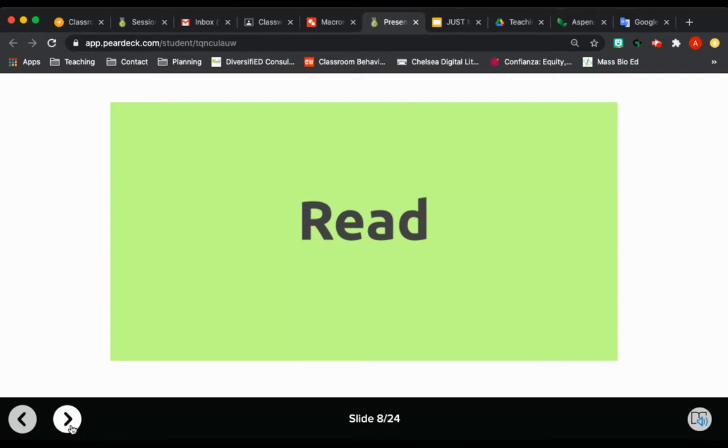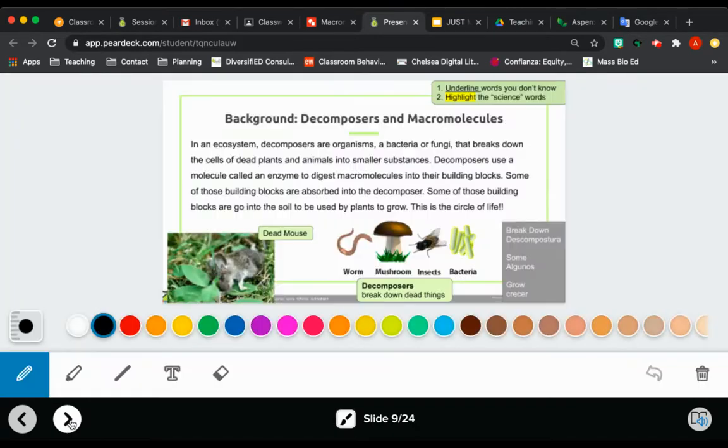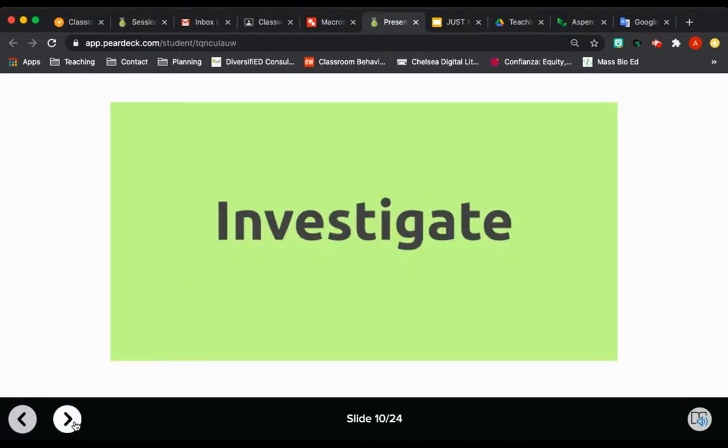So now we are going to read. So it says, background, decomposers and macromolecules. Underline words you do not know and highlight the science words. I have some words on the side here. So here's the highlighter. And you can make this smaller so you can underline it. So now we are going to investigate this. The mice, the decomposers.